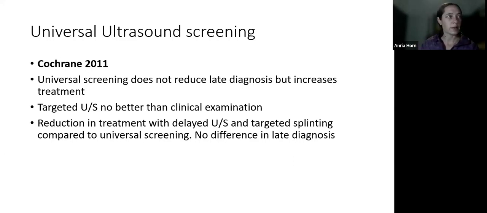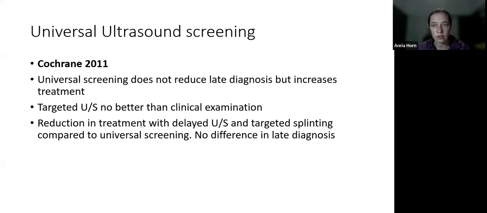So let's talk a little bit about universal ultrasound screening. I know we don't screen universally at all, and probably not remotely enough in the public sector, which is why we see so much late presenting DDH and so little early presenting DDH. There was a Cochrane review done in 2011, which said that universal screening does not reduce late diagnosis, but it increases treatment. There was some controversy at that stage because they felt there was a lot of unnecessary treatment.